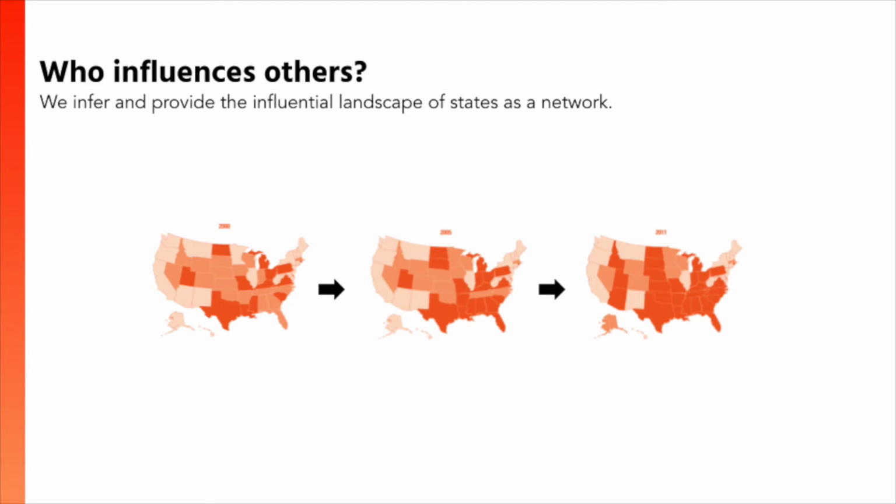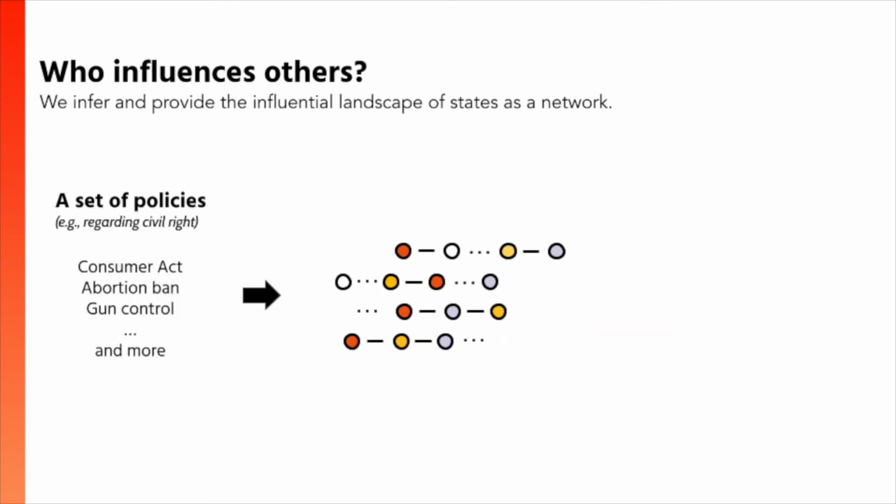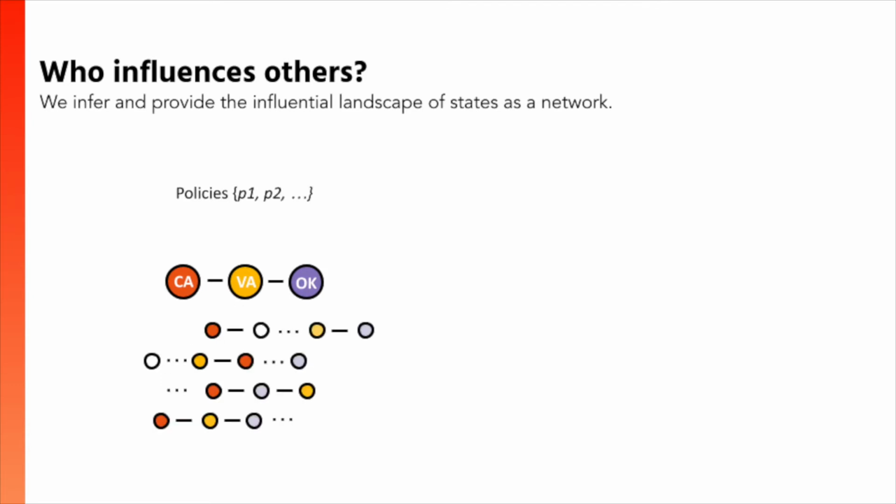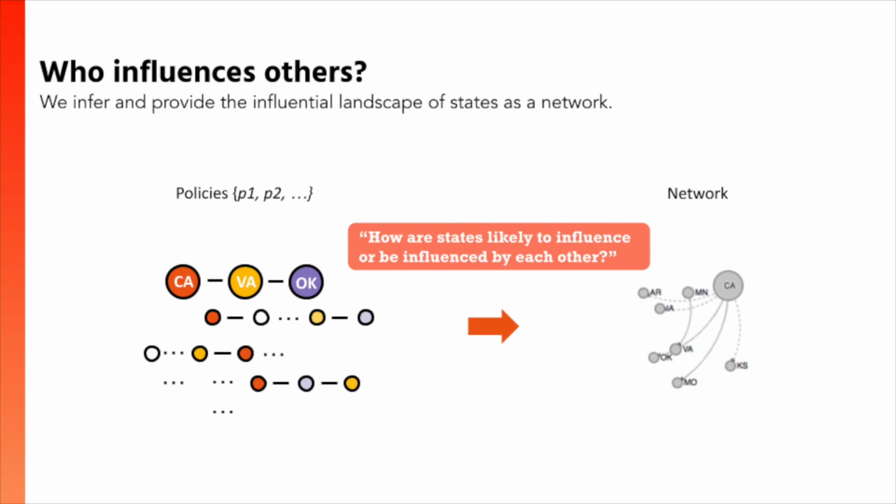In order to see what the influential landscape of states is, our tool especially infers a network of states based on adoption cases. Let's say you have a policy of interest. This policy has 3 following adoption cases as a sequence. Pay attention to 3 states, California, Virginia, and Oklahoma, which are colored by red, yellow, and purple, and their temporal dependency. California adopted first among 3 states and 3 policies, then others followed. Based on this dependency, we infer a network about how states are likely to influence each other. The inferred network shows California is likely to influence Virginia, and Virginia to influence Oklahoma.